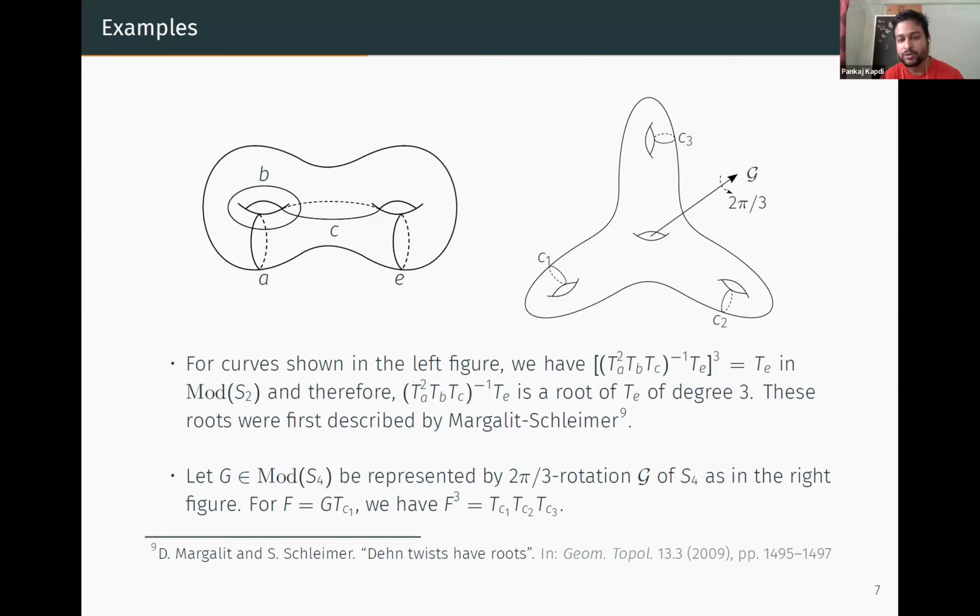Overall, the genus will be 4. You will get 3 curves, and this map will be acting by twisting all those 3 curves. So basically, you get a third root of this product of Dehn twists. That is the idea to construct roots of multi-twists or Dehn twists.